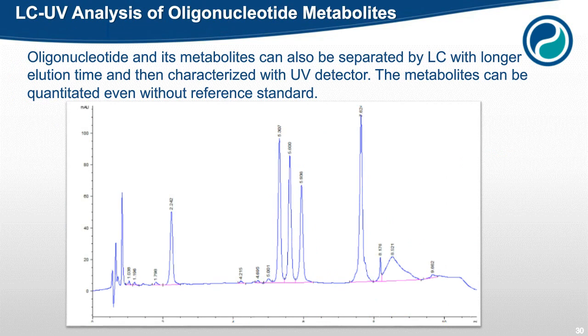Oligonucleotide and its metabolite can also be separated by LC with longer elution time, and then characterized with a UV detector. In this case, the metabolite can also be quantitated even without reference standard.